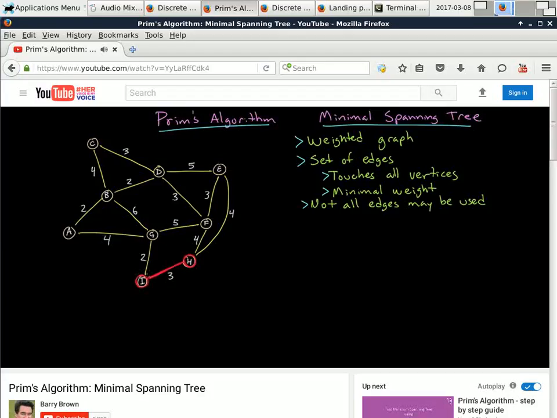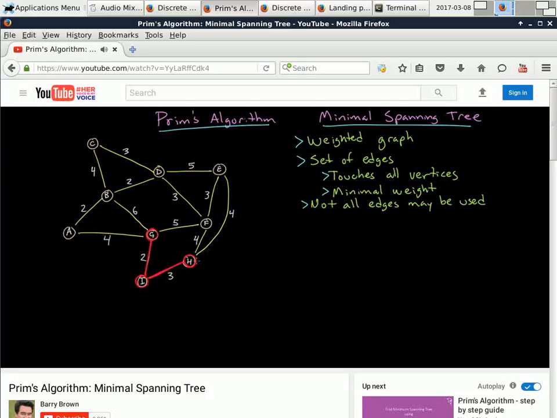Find all of the edges coming out of those that go to vertices that I haven't been to yet. So that's the 2 here going to G, the 4 going to F, and the 4 going to E. Find the lowest one. That's the 2 going to G, highlight it, and we're also going to highlight the G to indicate that we have now visited that one. Repeat. So we've got the 4 going to A, 6 going to B, 5 going to F, the 4 going to F from H, and the 4 going to E from H as well.